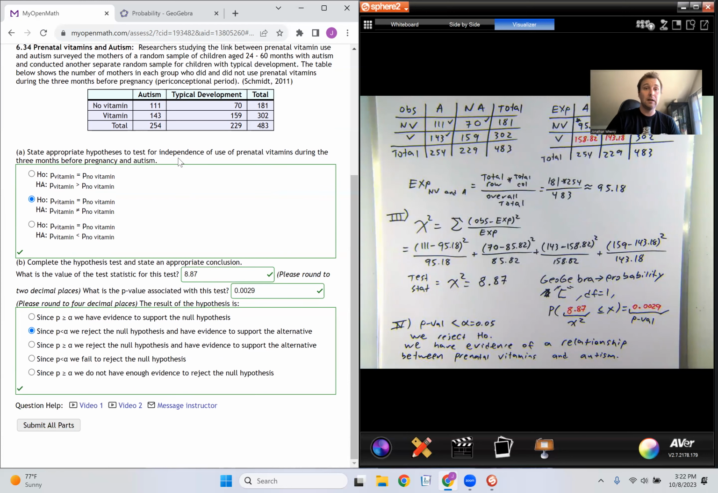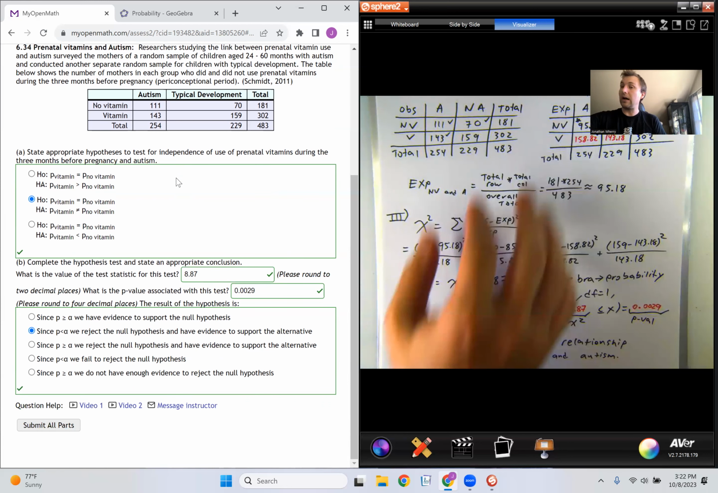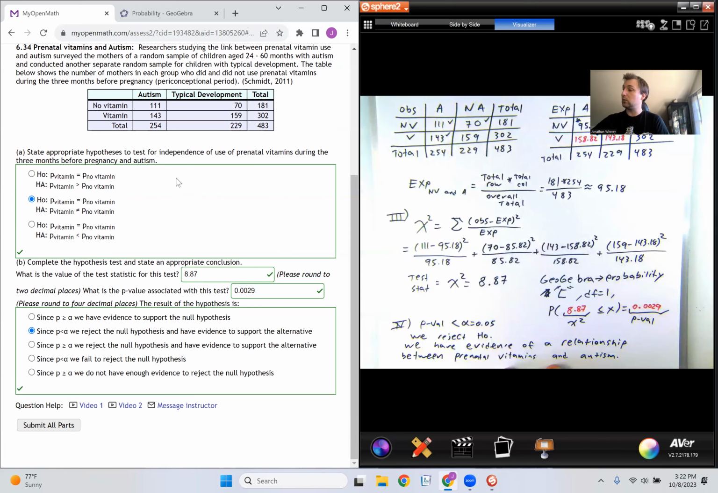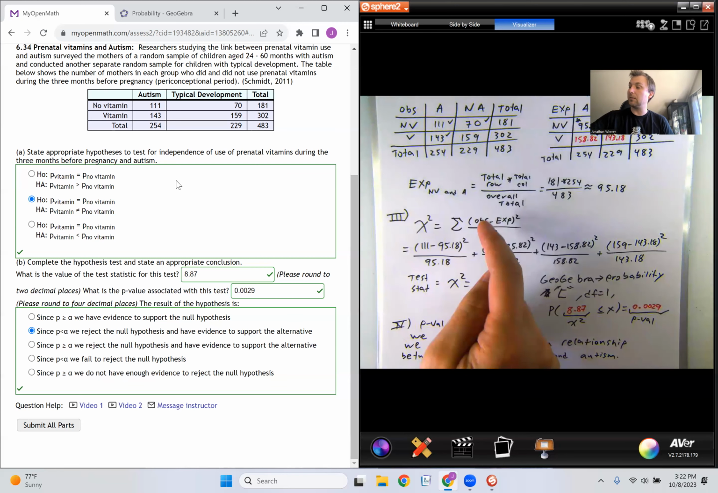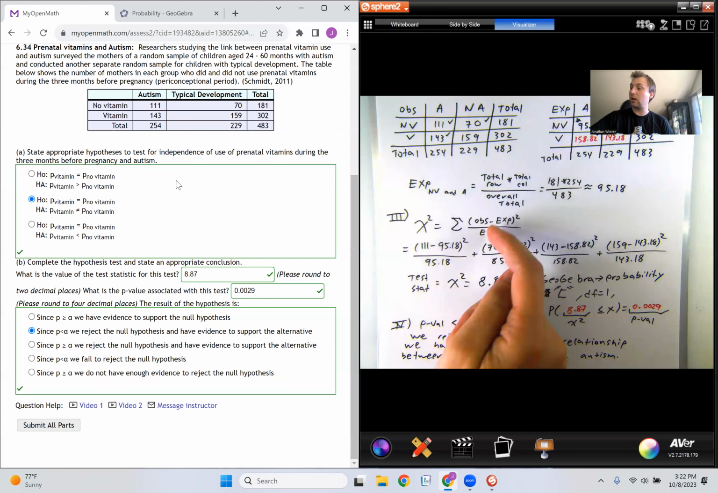So again, this is sort of that process of going through to do chi-squared. This was a test for independence, and it's still using the same chi-squared calculation of observed minus expected squared over expected.